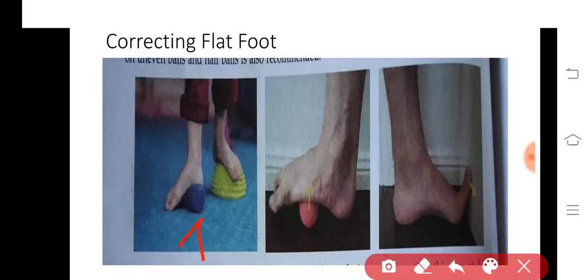Put a towel down, place your foot on it and try to roll it. Also, we can get this kind of pot or apparatus and stand on it. Also, we can put a ball and try to press it many times, and pushing against the wall with the front part of the leg would also help to correct flat foot.